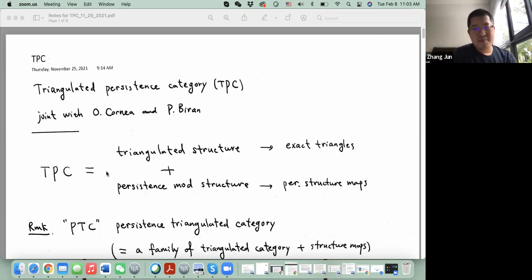So a TPC, roughly speaking, will be a combination of 2 structures. One structure is a triangulated structure, and the other structure is a persistent module structure. I believe the first one is well known to everyone, like you can talk about the exact triangles in this structure. The second one, the persistent module structure, I'm not sure if everyone knows this.